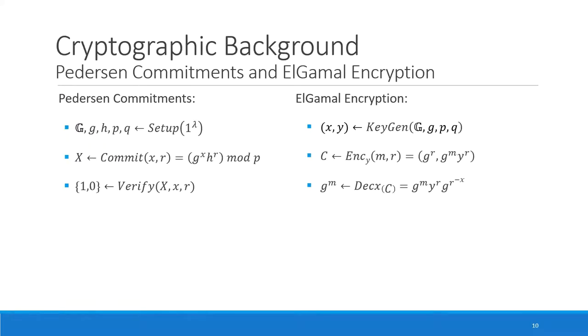So to start the section of cryptographic background, I'm here talking about the primitives that I'm going to use in the design of the periodic auction protocol, starting with the Pedersen commitments and ElGamal encryption. So Pedersen commitments are homomorphic commitments, and we have commit and verify algorithms. And ElGamal encryption is also homomorphic encryption. And here we have keygen algorithm and encryption and decryption by a secret key x.